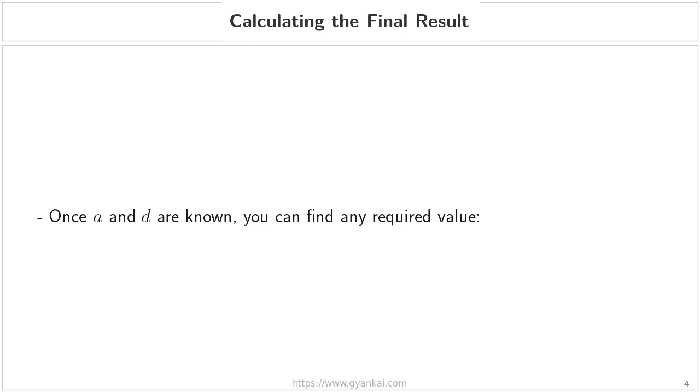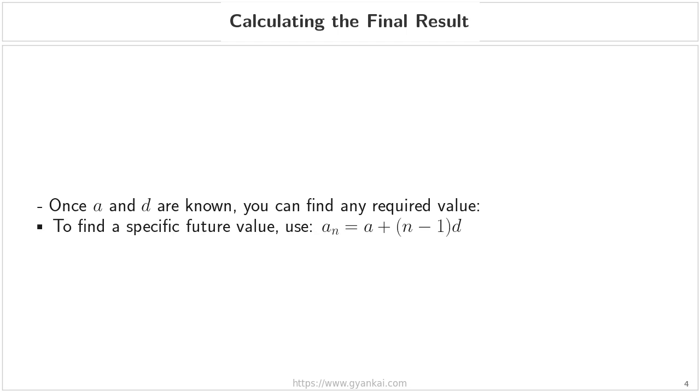Calculating the final result. Now that we have discussed how to set up a system of equations to find our missing variables, let's look at what we actually do with them. Once you have successfully solved for the first term, which we call a, and the common difference, d, you have essentially unlocked the key to the entire sequence. With these two values in hand, you can find any required value the problem asks for.